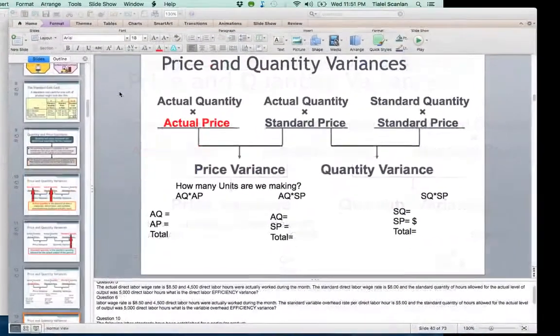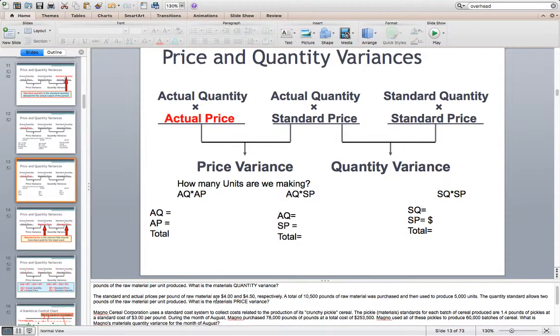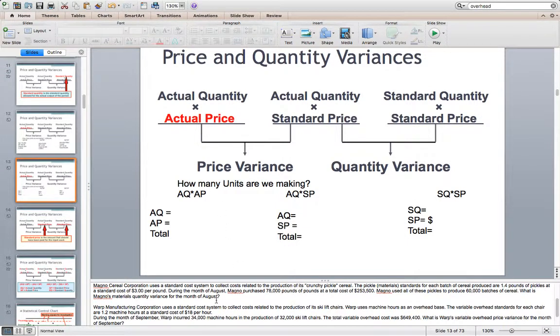I'll make this bigger. Okay, so Magno Cereal Corporation uses the standard cost system to collect cost for their crunchy pickle cereal. That sounds delicious. The pickles material standard for each batch of cereal produced are 1.4 pounds of pickles at a standard cost of $3. During the month of August, Magno purchased 78,000 pounds at a total of $253,500. Magno used all these pickles to produce 60,000 batches of cereal. What is Magno's materials quantity variance for the month of August?